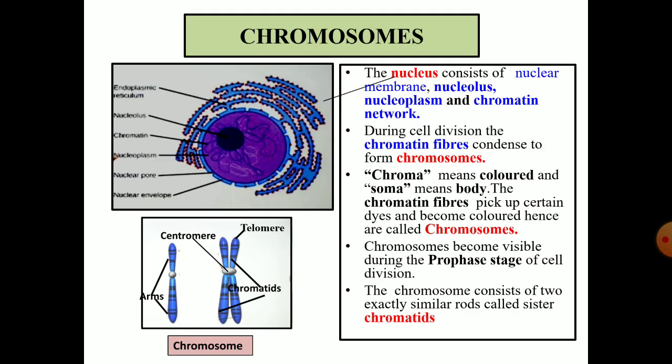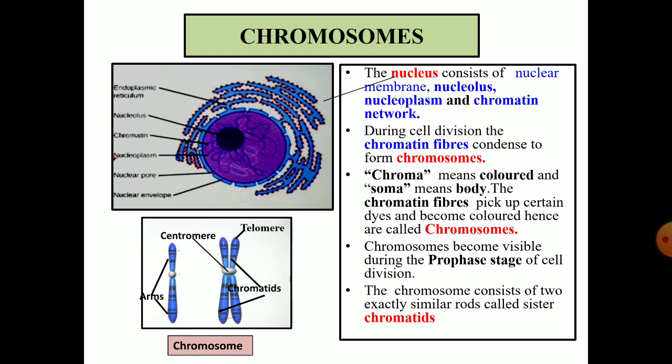Now we come to a very important part of cell division, and that is the chromosome. Before we study about the chromosome, let us see what this chromosome actually is. Let us see the nucleus of the cell. The nucleus of the cell is made up of 4 parts. The nuclear membrane, which you can see very clearly here in blue. It has pores which are known as the nuclear pores.